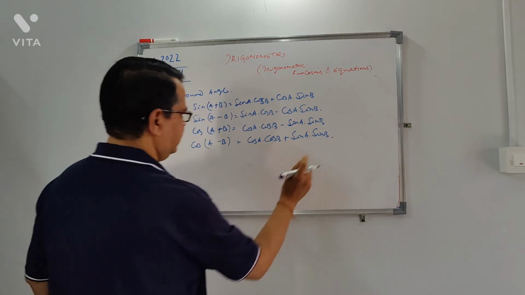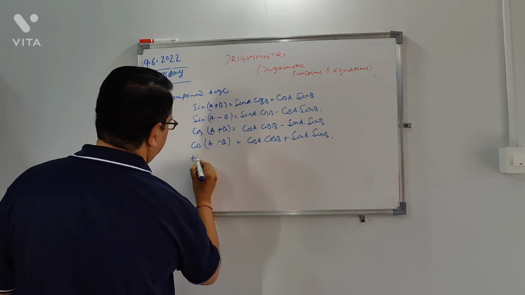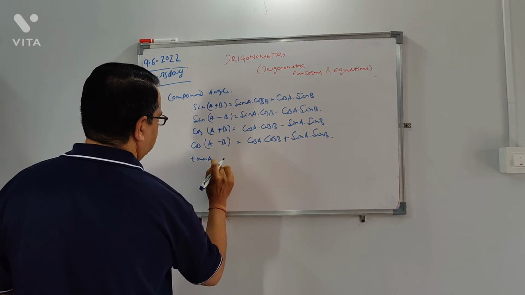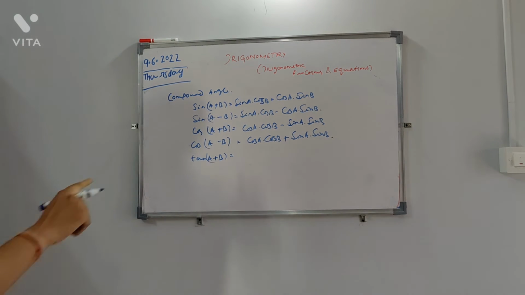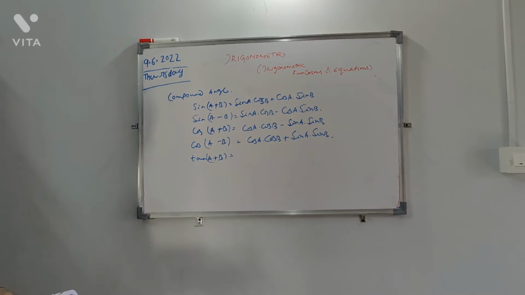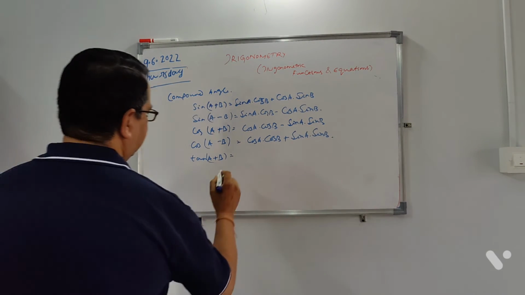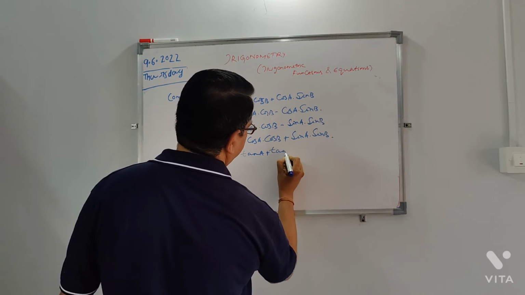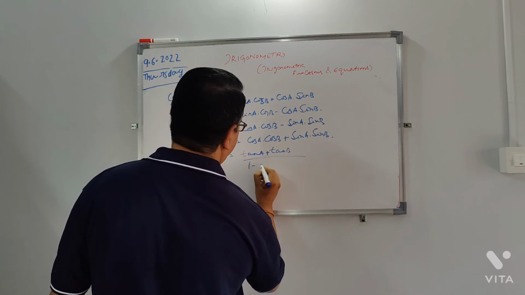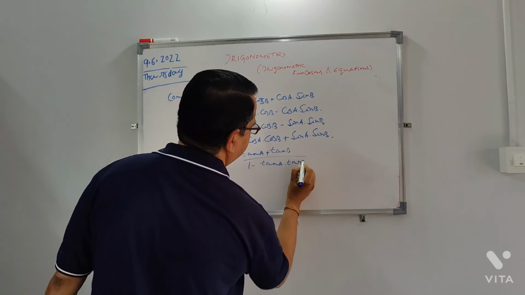So this is about cos. Then tan A plus B, you can derive using these two, but after derivation, let me write down the formulas only. So these will help to derive this tan A and all. So tan A plus B is equal to tan A plus tan B, divided by 1 minus tan A into tan B. You have to remember this, no other way. So that is the formula for tan.